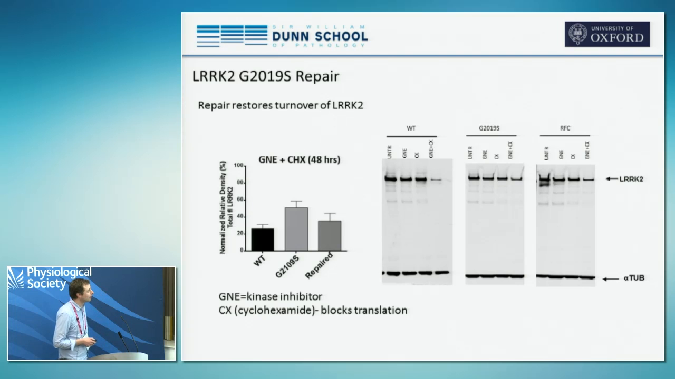Here's a nice little phenotype that we were able to identify in our G2019S repaired cells. If you inhibit the kinase domain in LRRK2, what happens is you get dephosphorylation of serine residues in the protein, which leads to ubiquitination and protein turnover. What is interesting about G2019S is it actually causes hyperactivity of the kinase domain, which overcomes the effects of the kinase inhibitors. And in that way, you get less ubiquitination, less turnover of protein. You can see a reversal of that phenotype in our repaired clones.